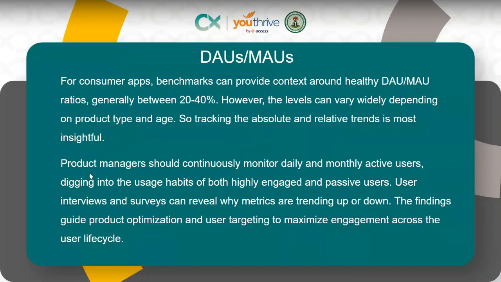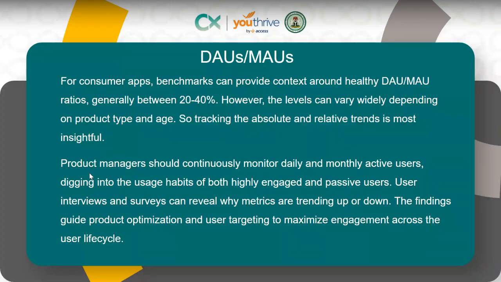All right. So, digging into the habits of both highly engaged and passive users, user interviews and surveys can reveal why the metrics are trending up or down, like I mentioned. When you notice those trends, you want to run interviews, surveys or reviews. This finding guides product optimization and user targeting to maximize engagement across the user lifetime. This is what I explained earlier.